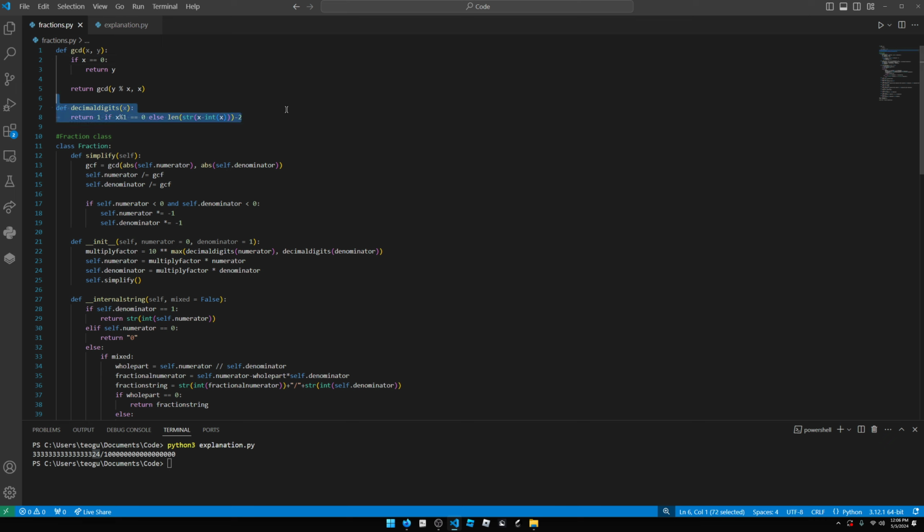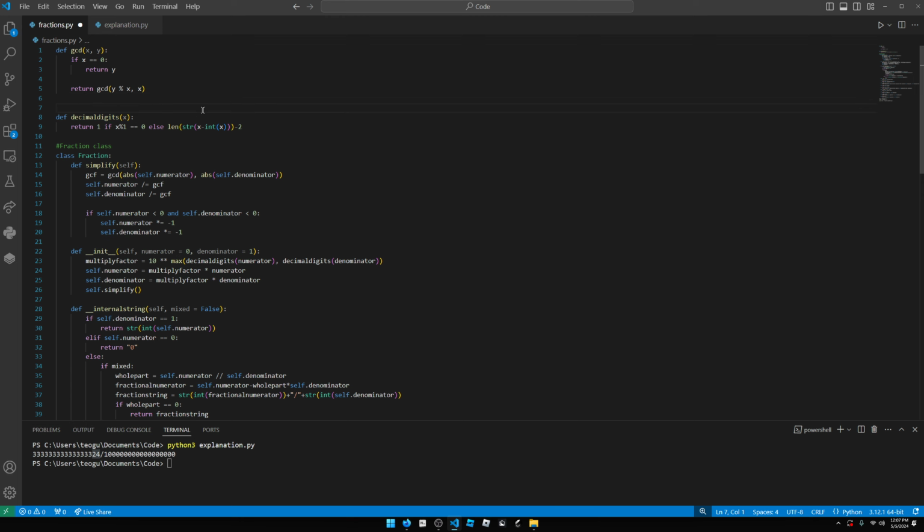This is a little more complicated, but it just tells you how many decimals a number has. So for example, 0.1 has 1 decimal digit, 0 has 0 decimal digits, 3 point this has 4 decimal digits, and so on. So those are just basic functions that are useful. Now here's the actual fraction class.